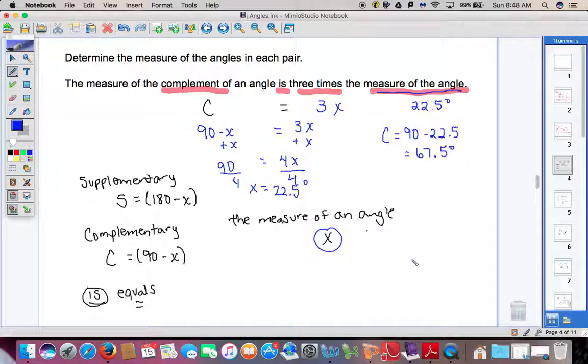I think these are the trickiest problems, but when you break them down, they're not nearly as bad as they could be. So again, when you see the word complement or complementary, I would just write that as a C in my first equation. When you have the word "is," that would be your equal sign, and then the measure of an angle is always x. And then from there, just use those orders of operation to solve.